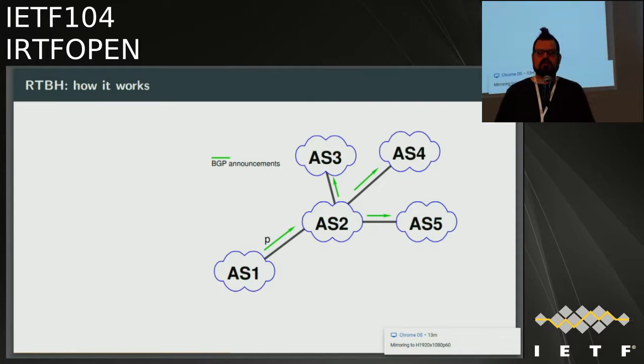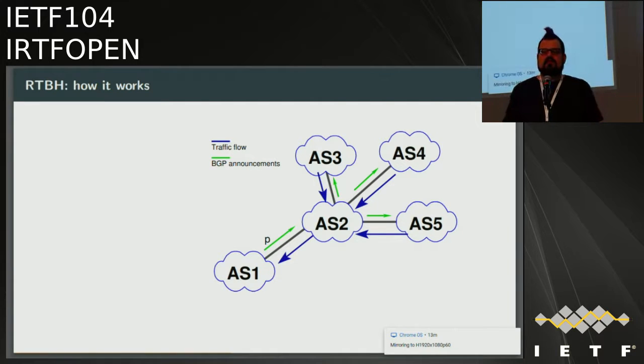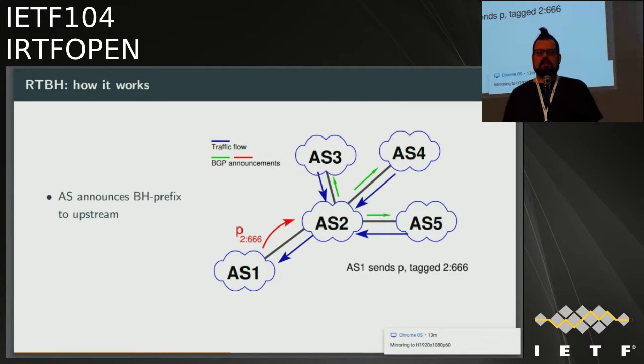AS1 is announcing a prefix to its upstream AS2 and then receiving traffic. This is expected behavior. Sometimes you have the problem that you receive more traffic than you actually want to attract. We call this a denial of service attack. And one mitigation is AS1 signaling to AS2 that it wants to black hole a prefix.